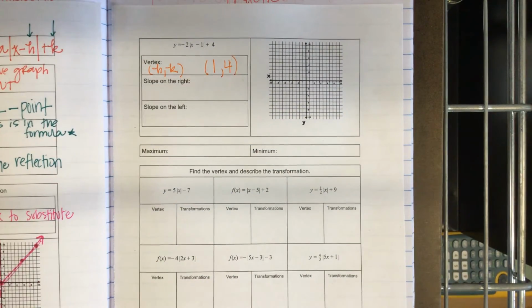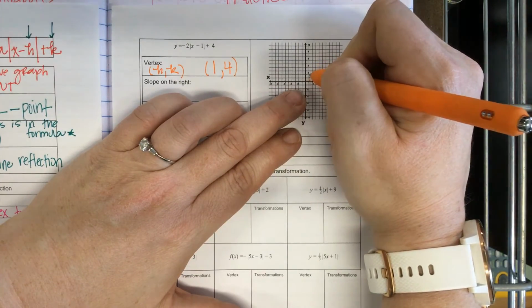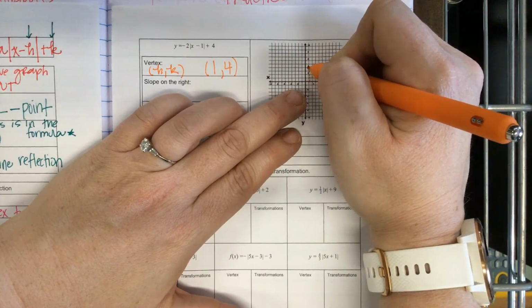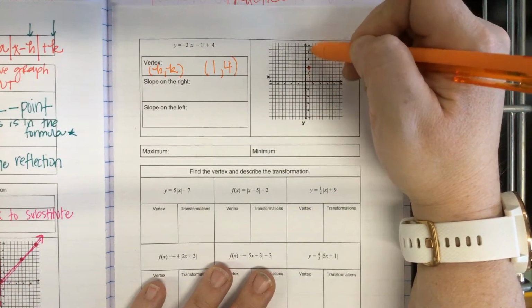That's also my axis of symmetry. If I go over 1 and up 4, right there. And this is what I'm reflecting across, yes?